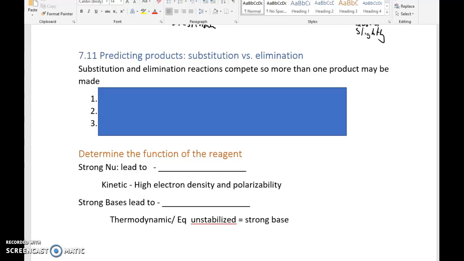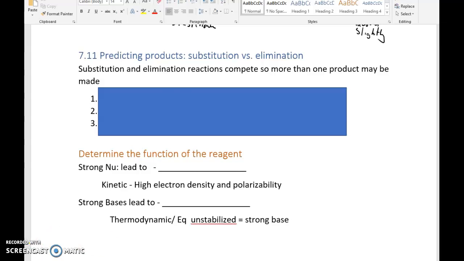Predicting the product, substitution versus elimination. So in the beginning of the chapter we mentioned that substitution and elimination reactions compete with each other. And sometimes they compete more or less successfully, and so more than one product can be made.